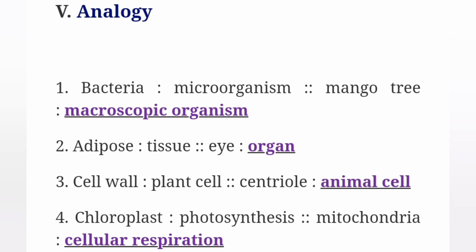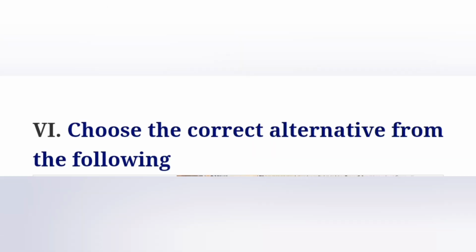Fifth Roman letter, analogy. First one, bacteria, microorganism, mango tree. Answer, macroscopic organisms. Second one, adipose tissue, eye. The answer, organ. Third one, cell wall, plant cell, centriole. The answer, animal cell. Fourth one, chloroplast, photosynthesis, mitochondria. The answer, cellular respiration.